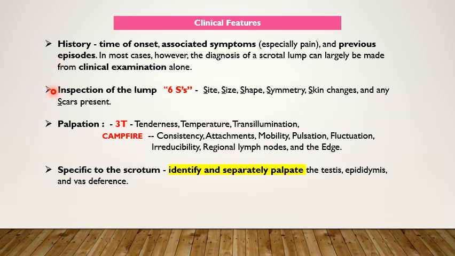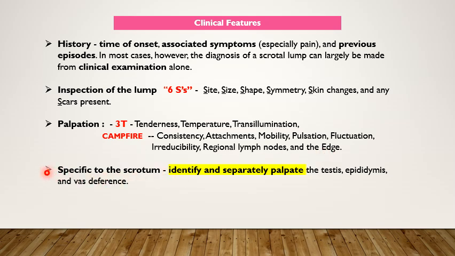So on inspection, you look for the 6S: size, shape, symmetry, skin changes, any scars present. Palpation, 3Ts: tenderness, temperature, and transillumination. So these are the three important Ts. And the other things are known as the CAMPFIRE, which follows the code: consistency, attachment, mobility, pulsation, fluctuation, irreducibility, and regional lymph nodes, and also the age of the lump itself.